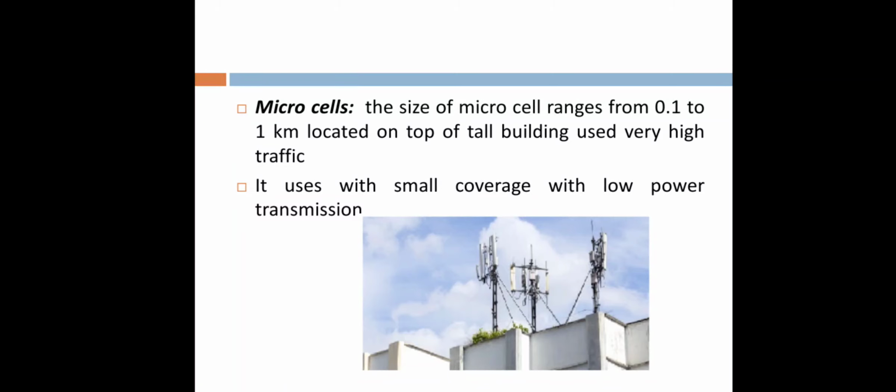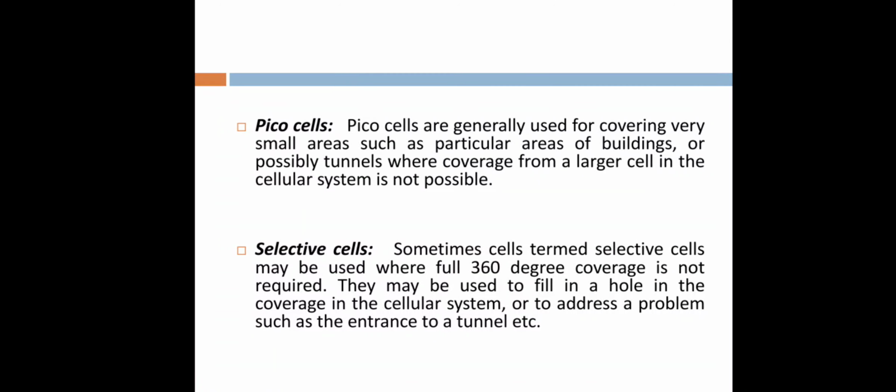Microcell. The size of the microcell ranges from 0.1 to 1 kilometer, located on top of tall buildings with very high traffic. It is used for small coverage with low power transmission. Picocell. Picocells are generally used to cover a very small area, such as a particular area of buildings or tunnels, where coverage from the large cell in the cellular system is not possible. We are not covering more area with the picocell; it is used for a specific area.